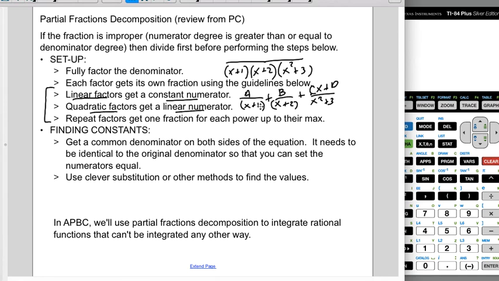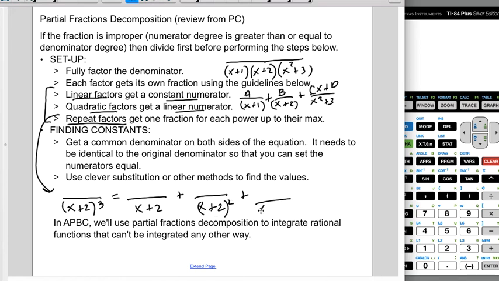You're not going to have any cubic factors, but for the record, if you had a cubic factor, it would get a quadratic numerator. And lastly, repeat factors get one fraction for every power up to their max. What we mean by that is, let's say I had a denominator that looked like x plus 2 to the third. When I split it up, there'd be a fraction for the x plus 2, a fraction for the x plus 2 quantity squared, and a fraction for the x plus 2 quantity cubed, for every power up to the max. Since x plus 2 itself is a linear factor, these are all just going to have a constant numerator, but that's what we mean by repeat factors.